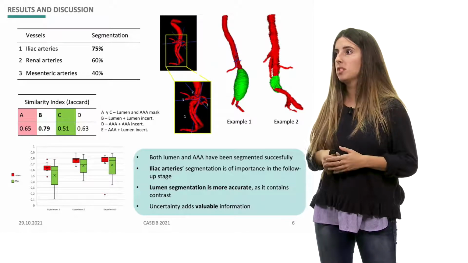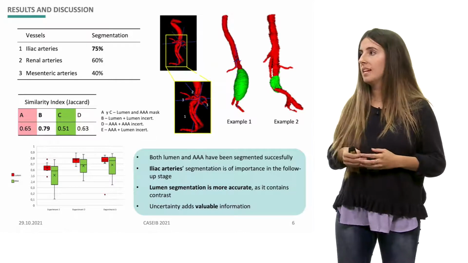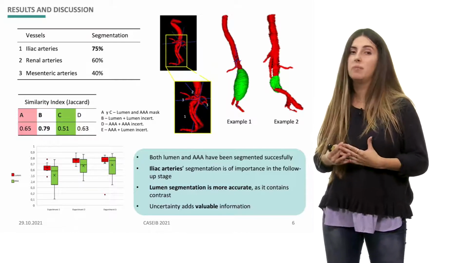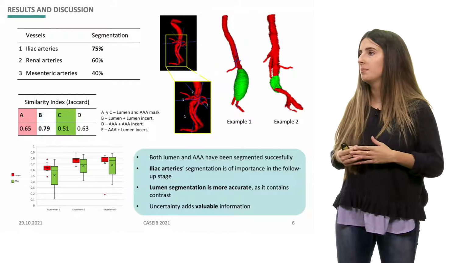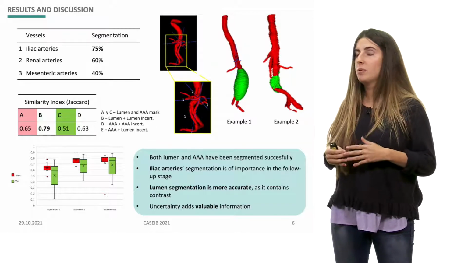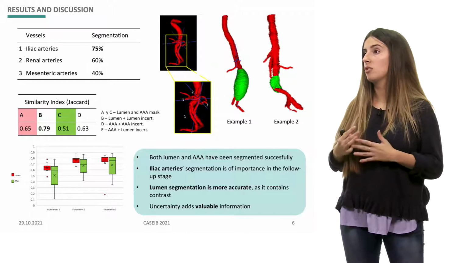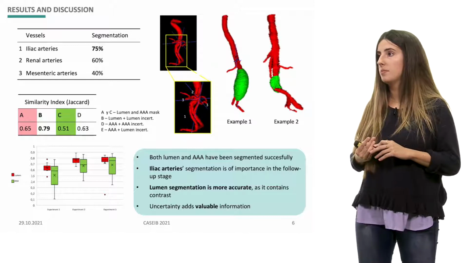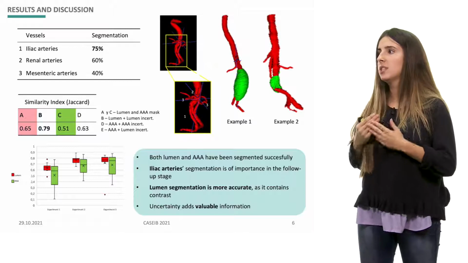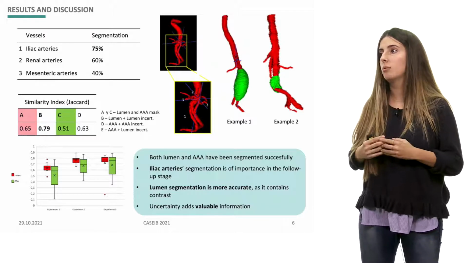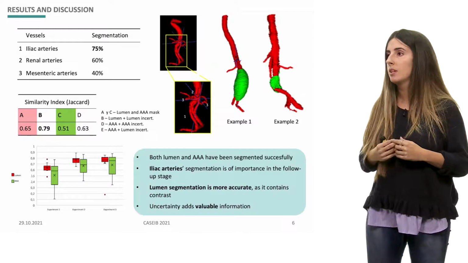Predictions are three-dimensional probability maps for every class, where the intensity of each pixel is the probability of it being background, lumen, or aneurysm. Analyzing the performance of the model, we observed that it reaches reasonable segmentation scores for the aorta's surrounding vessels. Specifically, the segmentation of iliac arteries is important, as it could enable the study of interventional success.